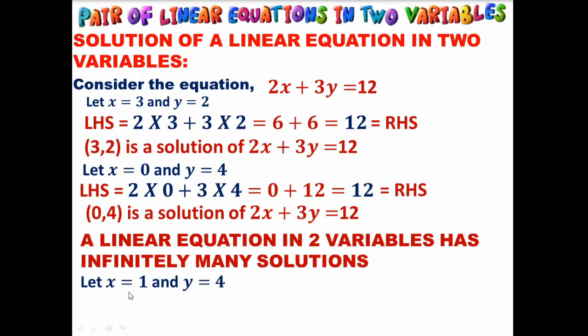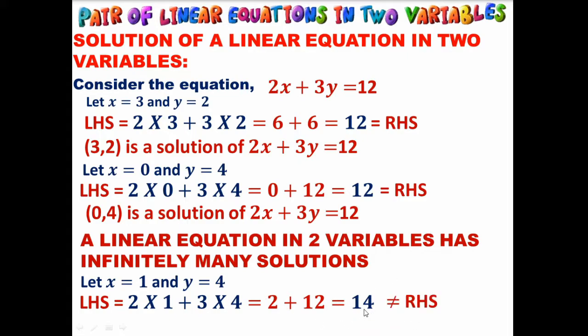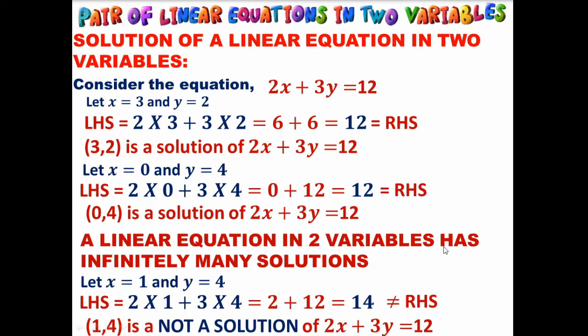Okay, now let me try this x equal 1, y equal 4. When I substitute, I get the left hand side value to be 14, which is not equal to the right hand side because the right hand side is 12. So I can say (1, 4) is not a solution. So this is all about solutions of linear equations in two variables.